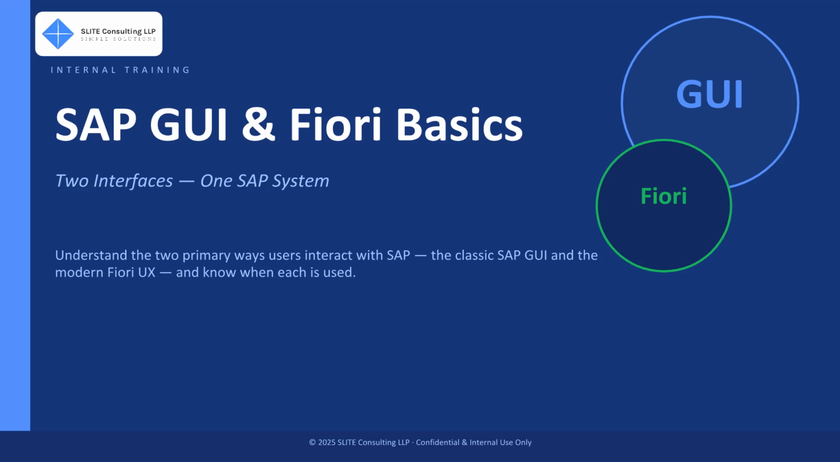Two SAP users are sitting side by side at Acme Manufacturing. Both are using SAP. Both are looking at the same data, but their screens look nothing alike. The first user, the procurement manager, has a clean, tile-based interface in his browser. He clicks a blue tile labeled Create Purchase Order, fills in 3 fields, and submits.